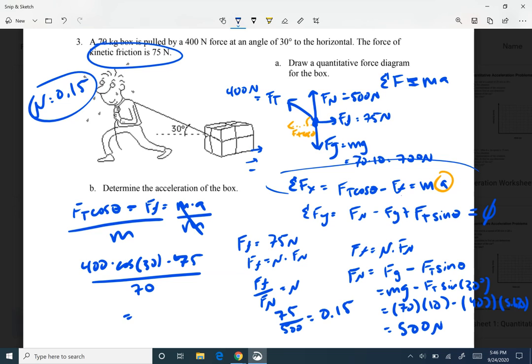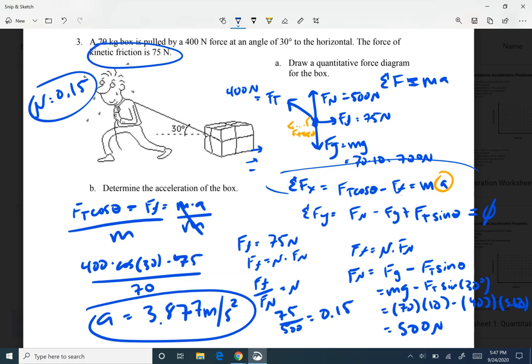400 times cosine of 30, make sure your calculator is in degrees, minus 75, divided by 70, is equal to 3.877 meters per second squared. Okay.